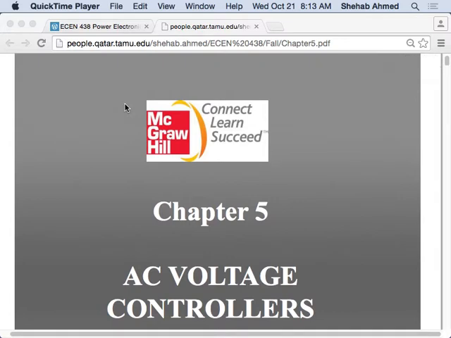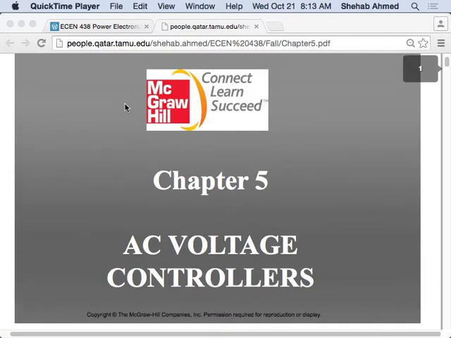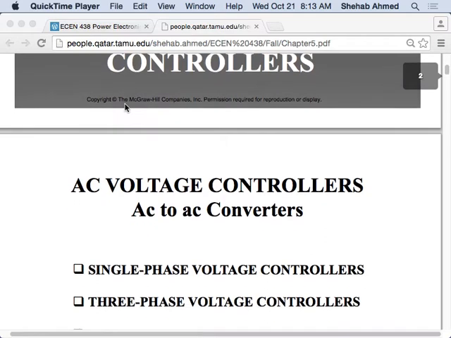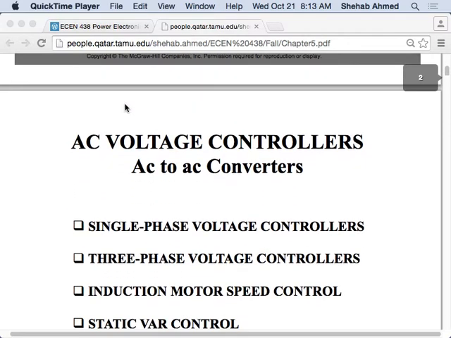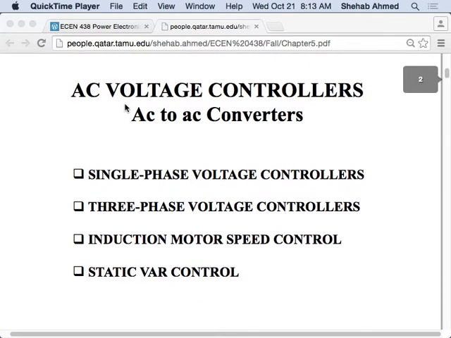Okay, so we'll get started on chapter 5, the AC voltage controllers. You'll find this very common sense based on what we've done before. In this chapter, we'll cover single-phase versions, three-phase versions, and then some applications. So this is an example of an AC to AC converter. Remember, what we covered so far was the AC to DC converters, the rectifiers. Now we'll do the AC to AC type converters.